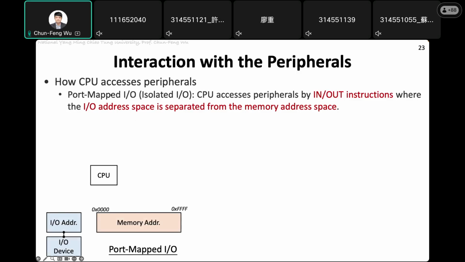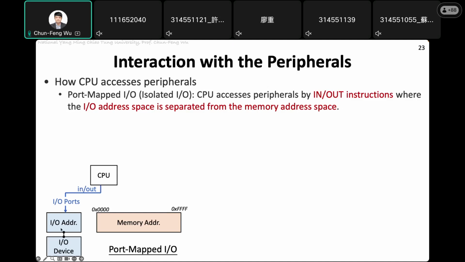And for port mapping I/O, actually the CPU will separate the memory address and the I/O address. Memory address is the physical address part, which you already learned in the physical address management part. So when the CPU is going to interact with the I/O device, the I/O device will map its address to the CPU. The CPU can know, if we are going to get some data from the hard disk or the SSD, which address we are going to get it from.